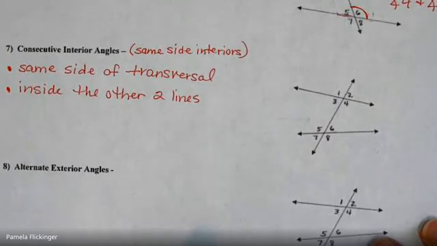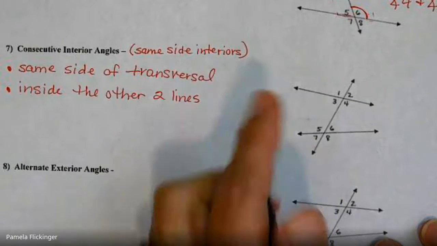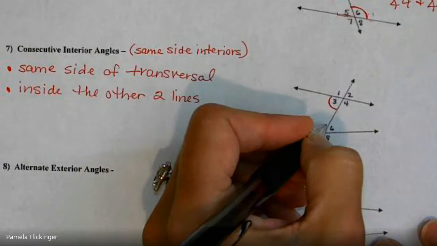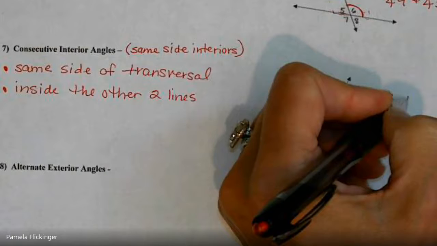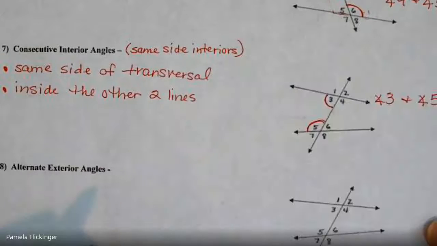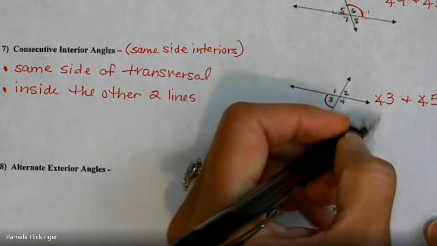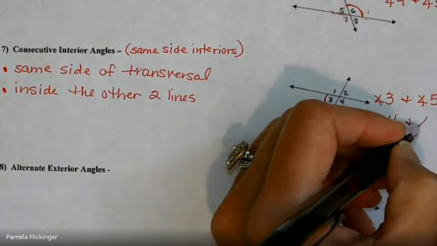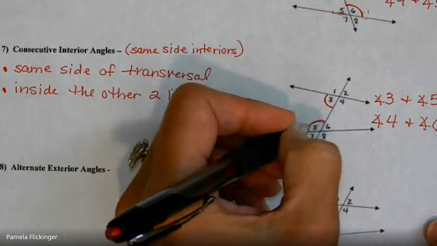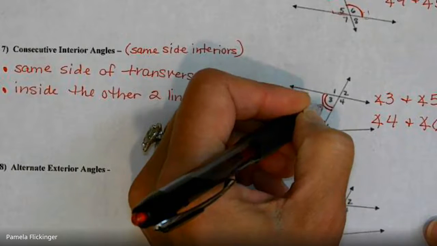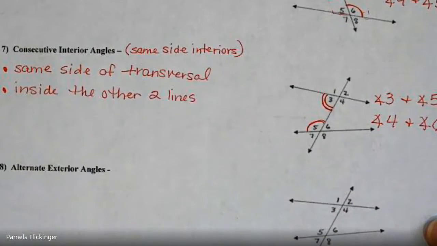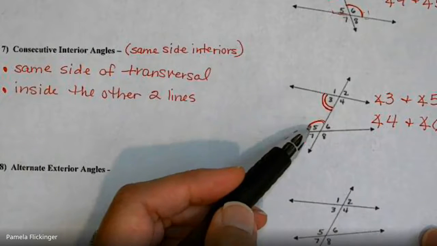So again, 3, 4, 5, and 6 are my interiors. If they need to be on the same side, then this time we're looking at 3 and 5. And then on the other side would be 4 and 6. Now, I'm intentionally going to label these different, and you'll have better understanding of that tomorrow.